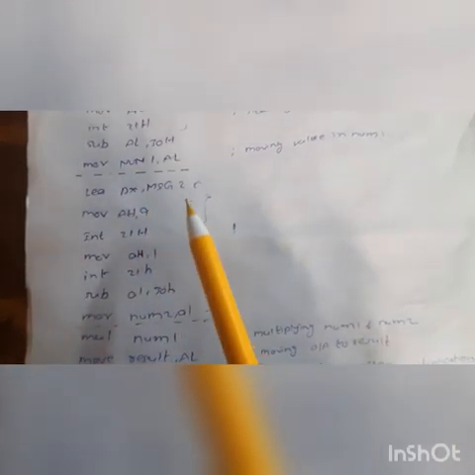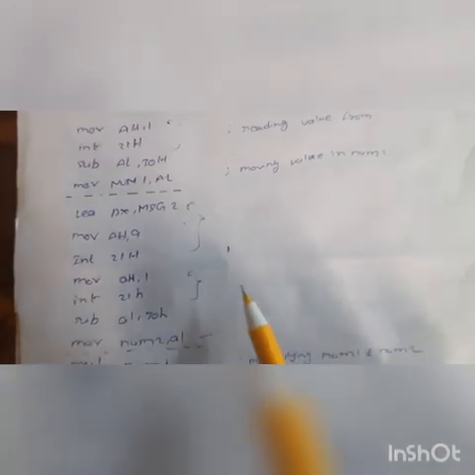Similarly, as we did for the first variable, lea dx, message2; mov ah, 9; int 21h means the second message is printed on the screen, which is "enter the second number". Mov ah, 1; int 21h means we have to enter an input from the keyboard, and the input is going to be stored in num2.